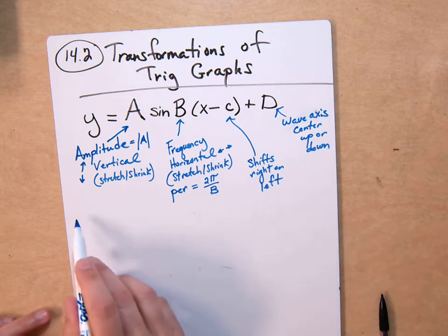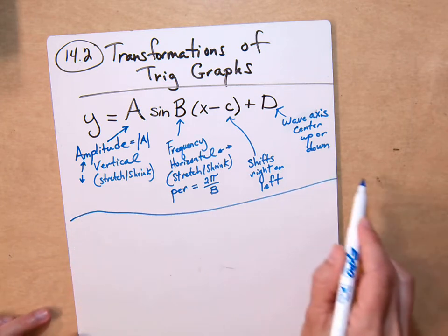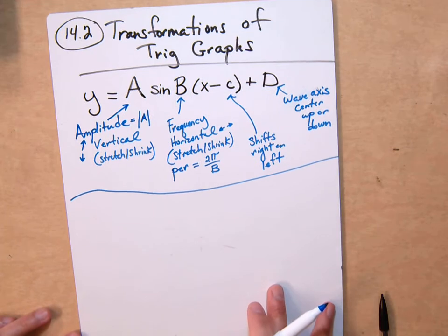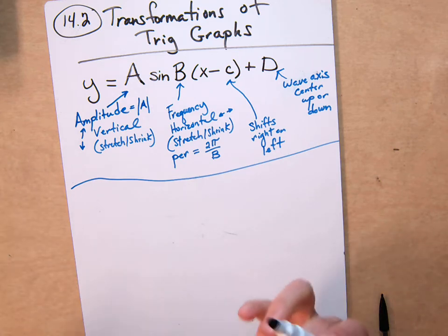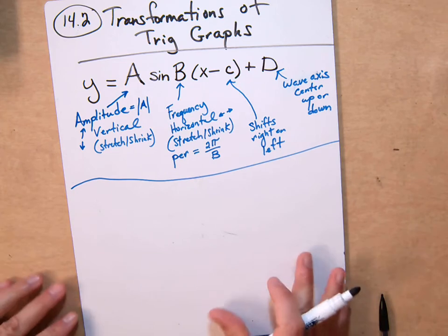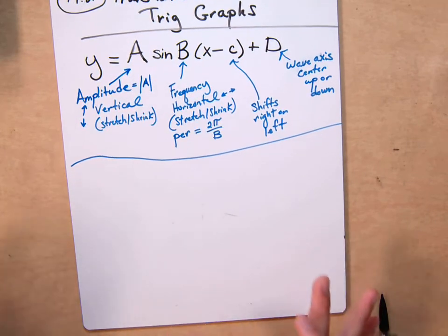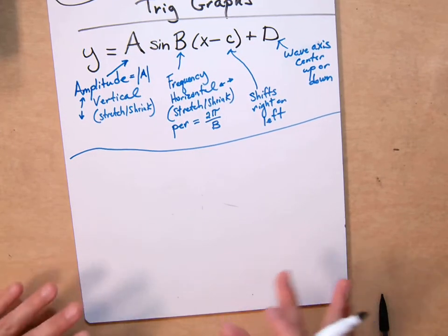Okay, so those are all 4 possible transformations. Now to start out, we're going to look at only one at a time, and then we'll put together a couple, and by Friday hopefully we can do all 4 at the same time. But there's a procedure that you follow that will take care of it.